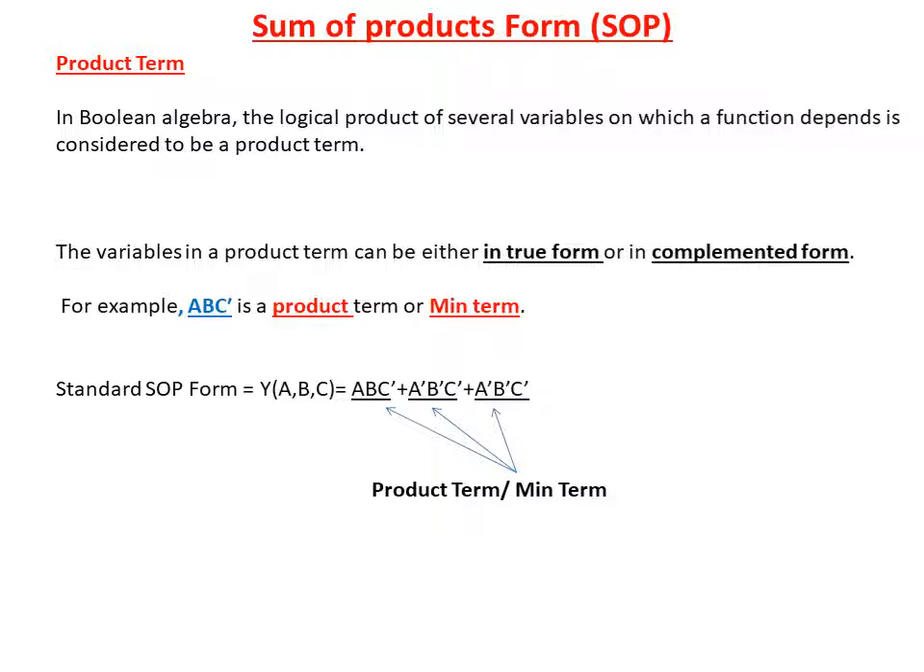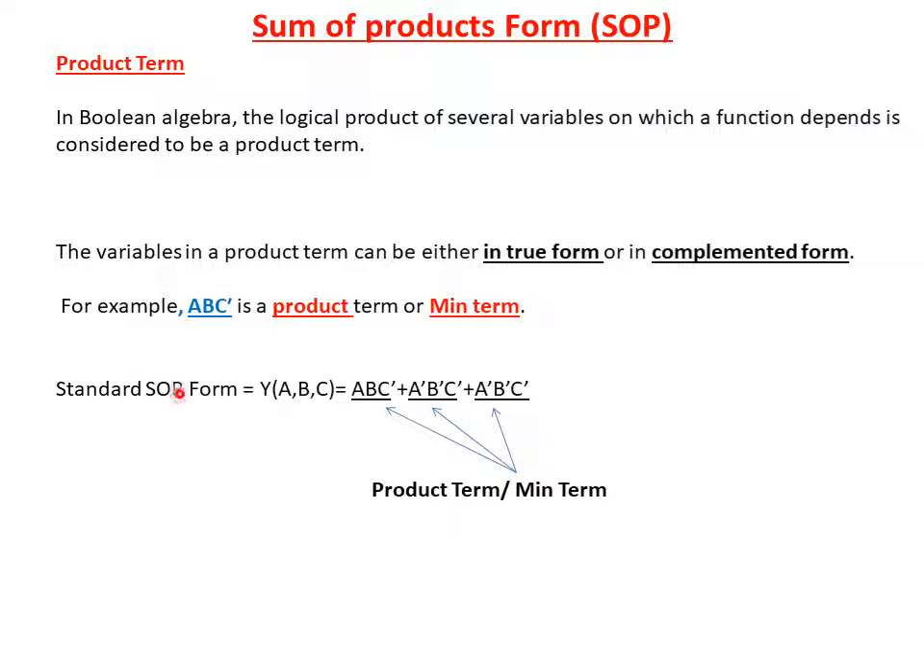Now let's see what is sum of products form representation. First, let's talk about the product term. The product term is the logical product of several variables on which a function depends. The product term is represented by the AND function. The variables in the product terms can be either in complemented form or uncomplemented form. For example, A, B, C dash is a product term, or otherwise it's called a min term.